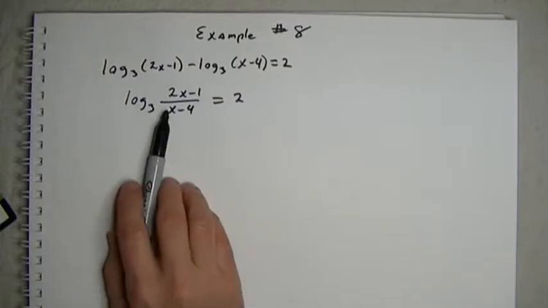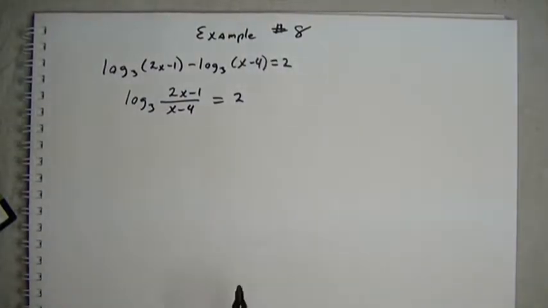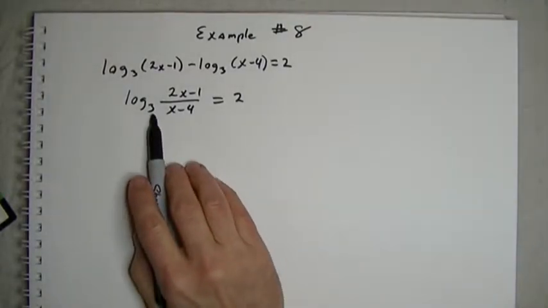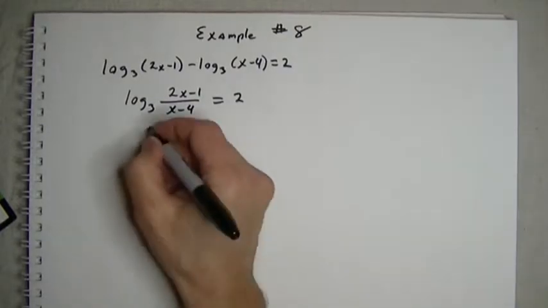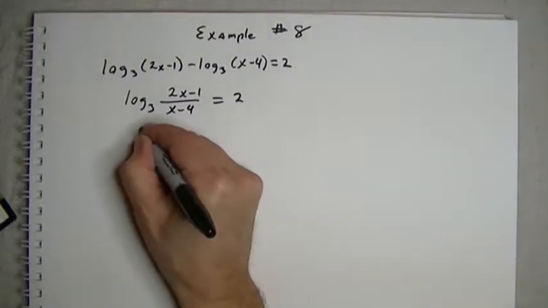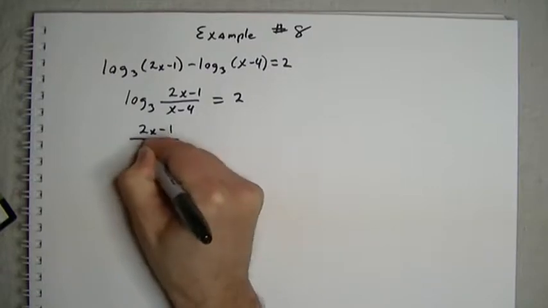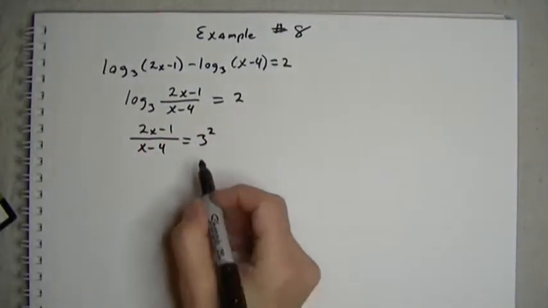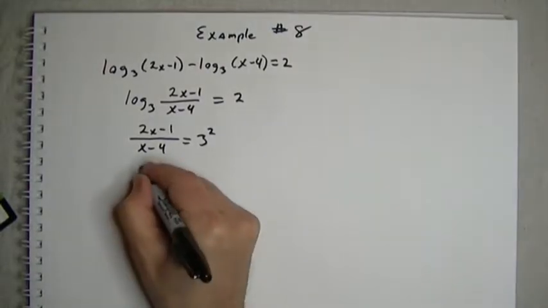We've got it down to 1 log, now convert it to its exponential form, and that's a common theme in solving logarithmic problems. So this just says, oh, 3 to the second power is this, so we'll just write this. 2x minus 1 over x minus 4 is 3 to the second power. Of course, 3 to the second power is 9.